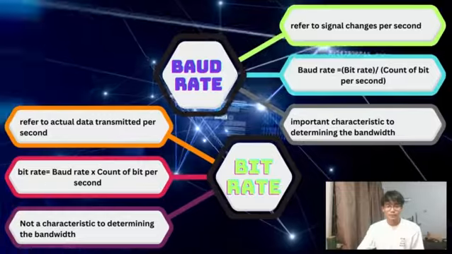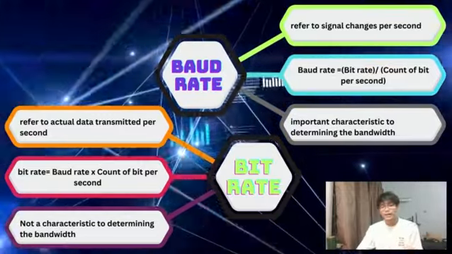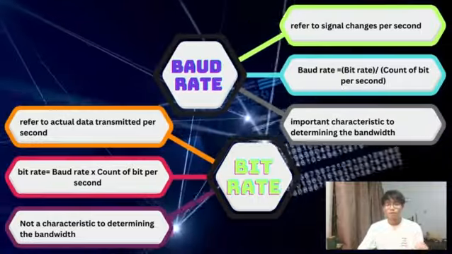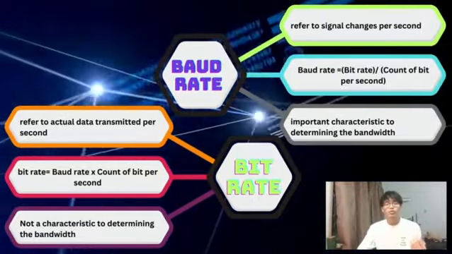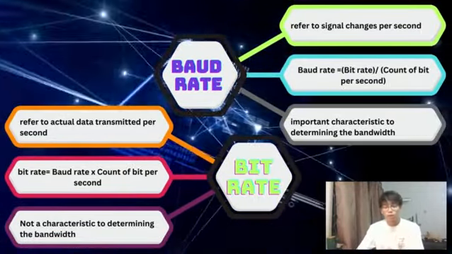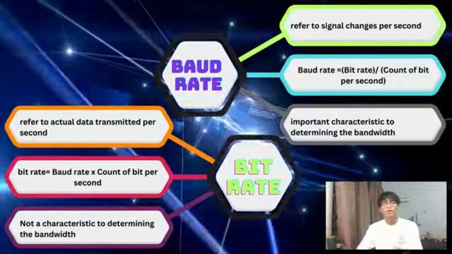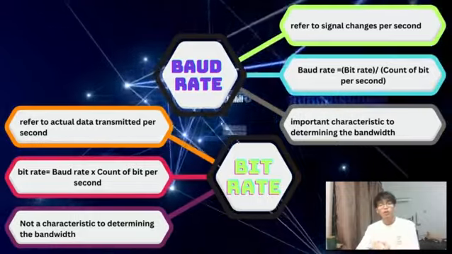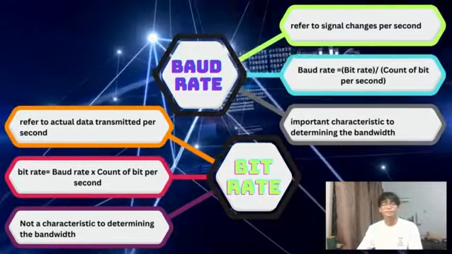In summary, the key difference is that bit rate directly measures the number of bits transmitted per unit of time, while baud rate measures the number of signal or symbol changes per unit of time.